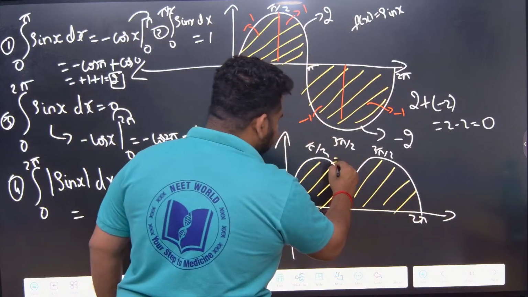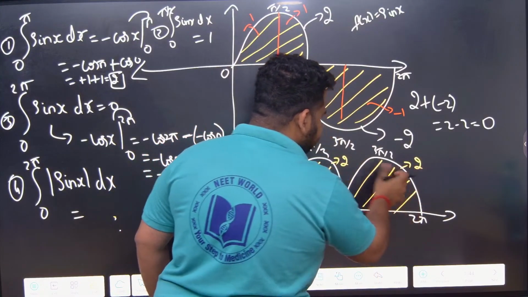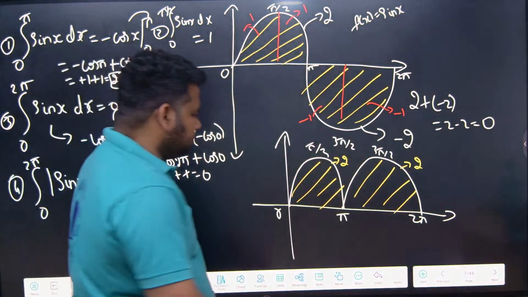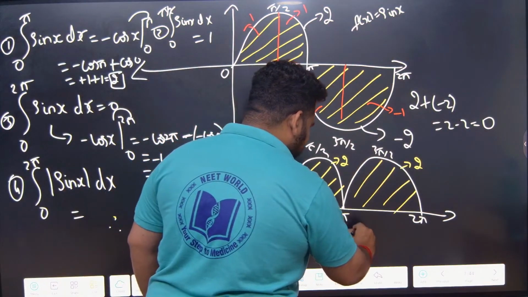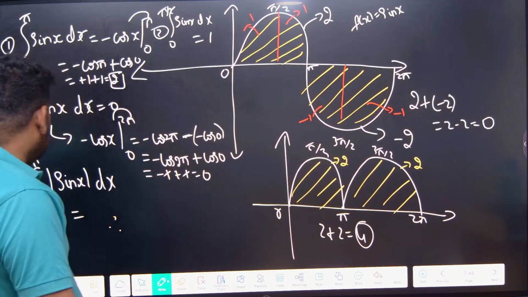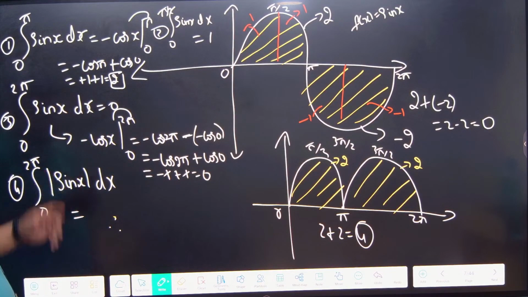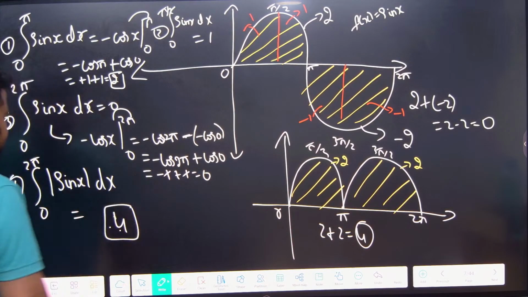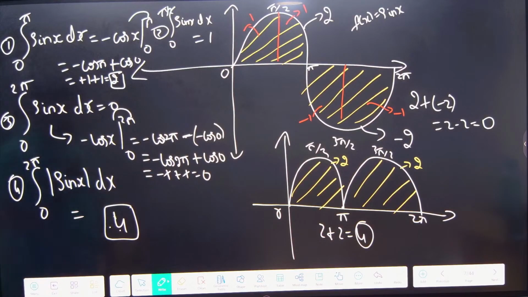So what will this value be? 2. This value is also 2 because it is above the x axis. Above the x axis means 2 plus 2, you have to add, and we will get the value as 4. Now see here, integral 0 to 2 pi of mod sin x dx, what is the value we got? 4. That is nothing but equal to 4. You have to remember this value. Clear? Next thing.